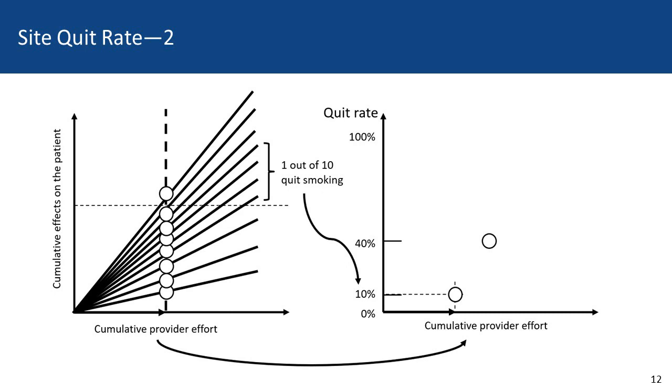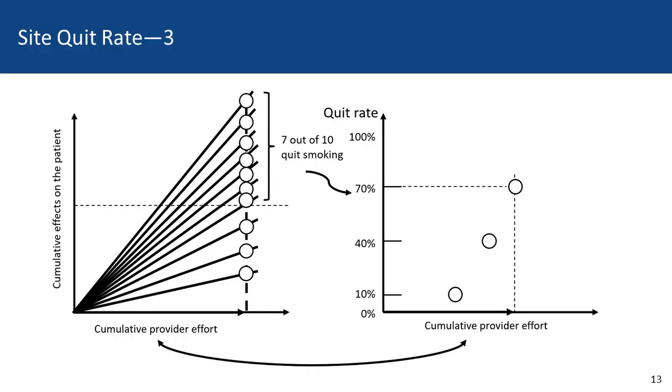So on the left side, we see that with this lower cumulative provider effort, only 1 out of 10 patients have quit smoking. When we move to the right side, we plot this site level information with 10% in the vertical direction, so that's a 10% quit rate, and that lowered cumulative provider effort in the horizontal direction. So now we have 2 points on our graph showing the site level effects of varying cumulative provider effort.